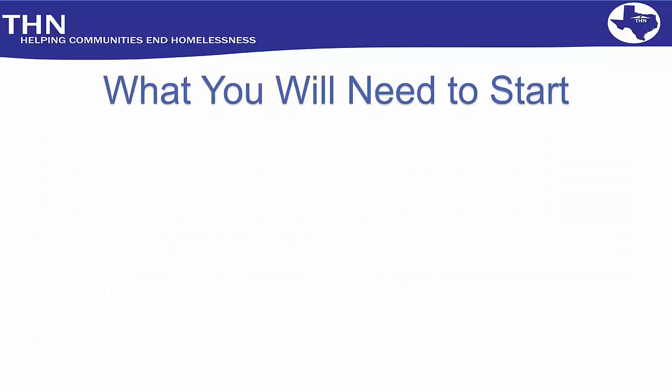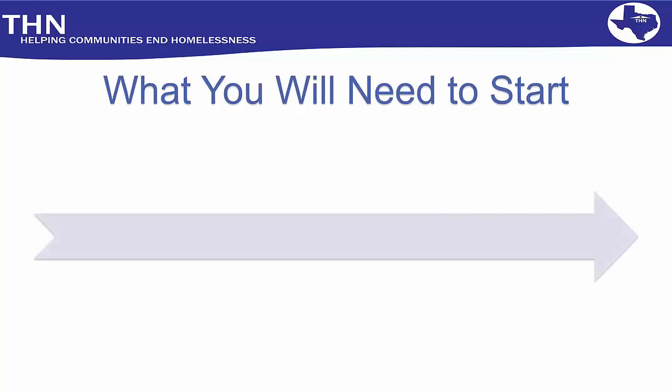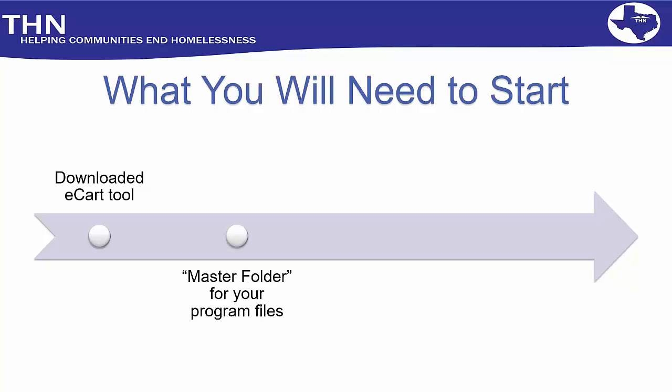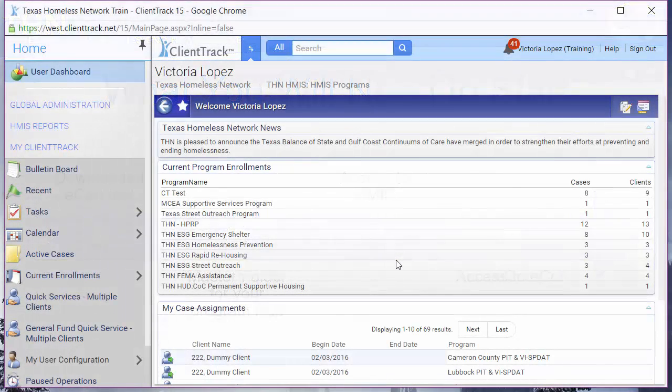Before we begin, there are a few things that you'll need to have. First, make sure you have the eCart tool downloaded and saved on your computer. Second, you'll want to create a master folder for your program files. This is where you're going to save your downloaded Caper data. Of course, make sure you have access to HMIS. Last, make sure you have access to Econ, where you'll be uploading your Caper data. Once you have those things, you're ready to start the process to export your Caper data.